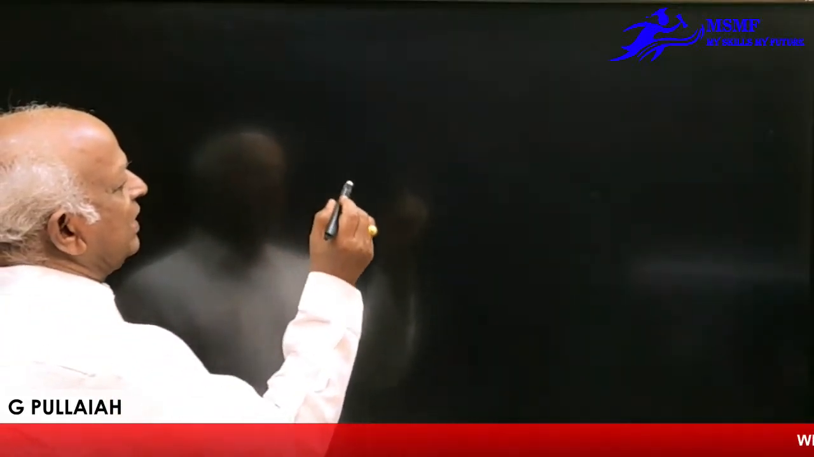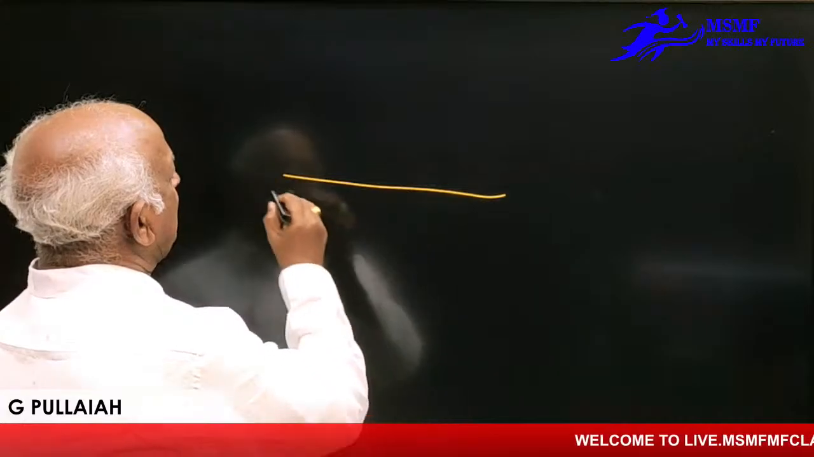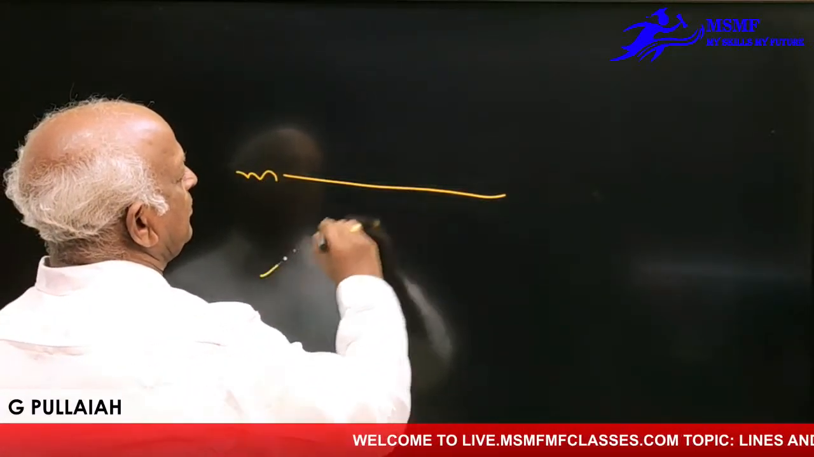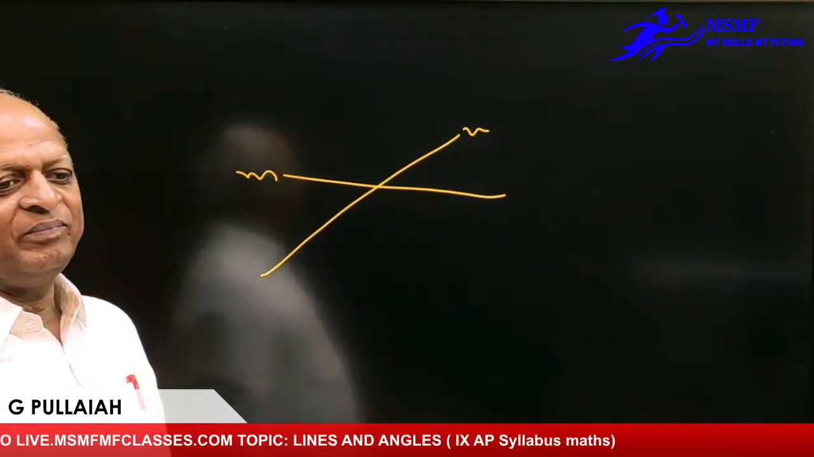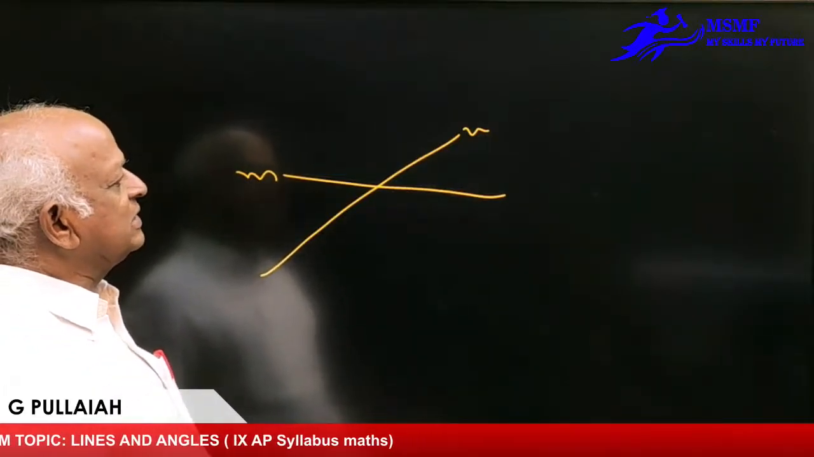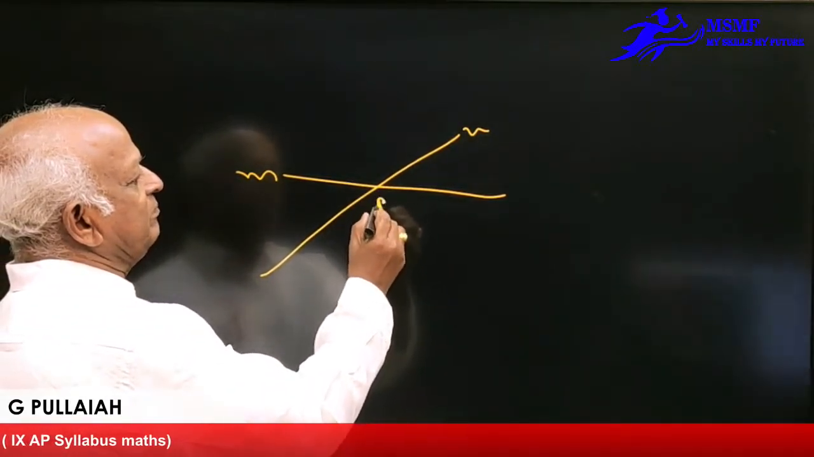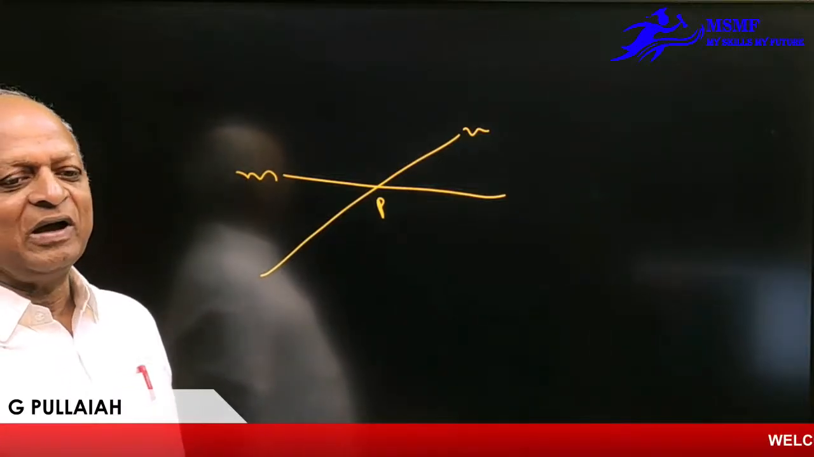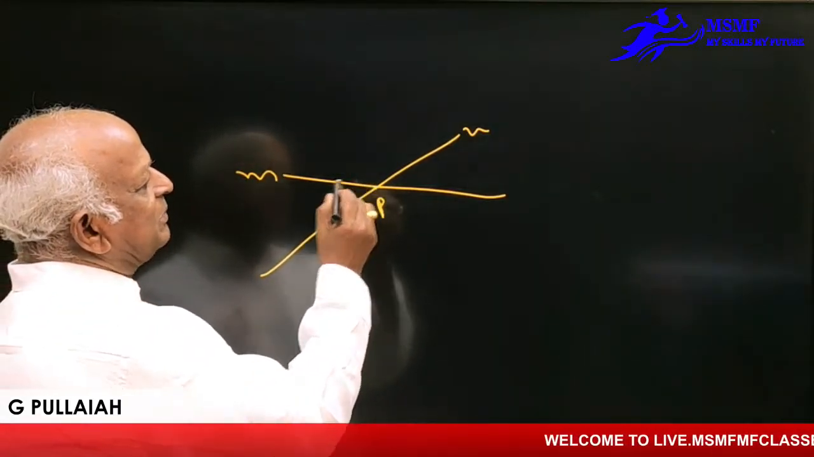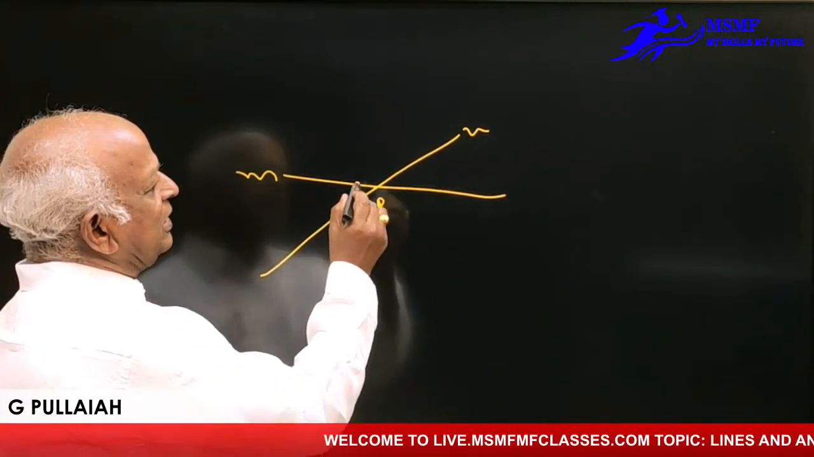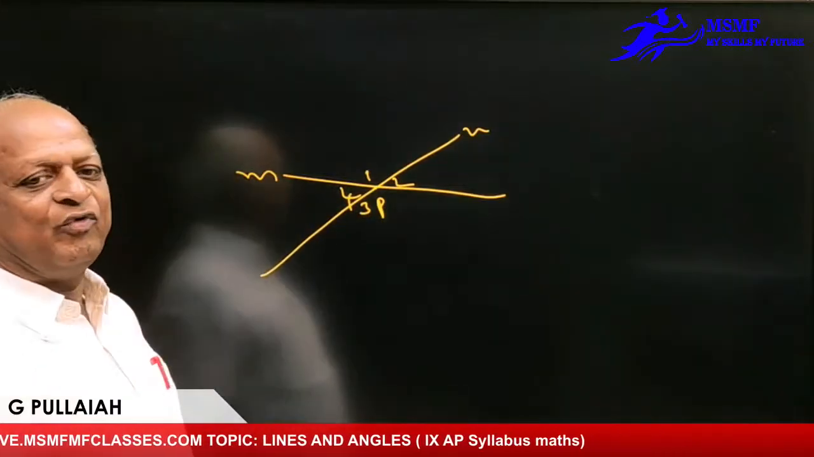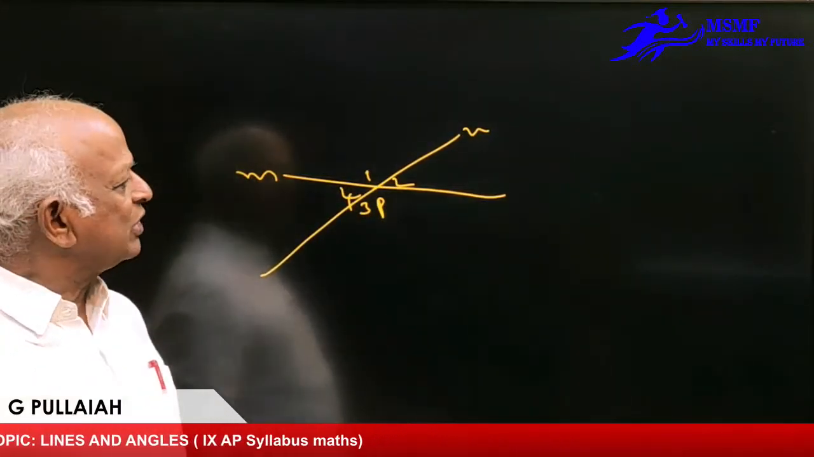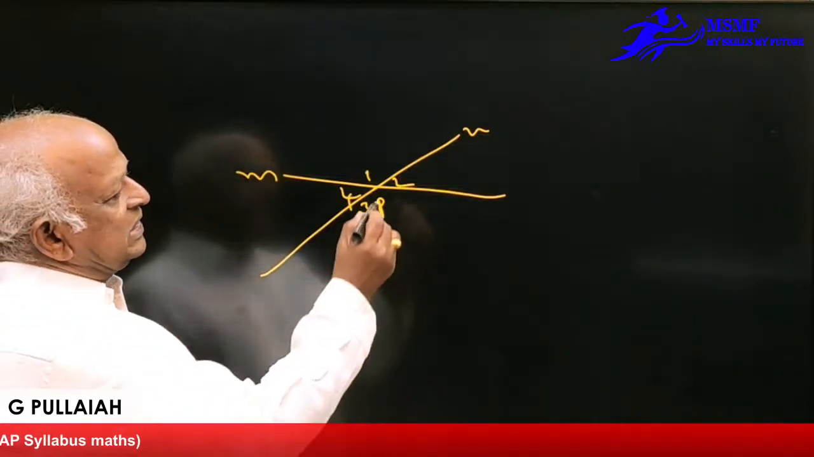Another important thing here is to observe very carefully. Let us say M is a line and N is a line. These two lines are intersecting at one point, say P. Here P is a common point. So at this common point, we can say that 4 angles are formed: 1, 2, 3, 4. And if you think very carefully, this is the common vertex.